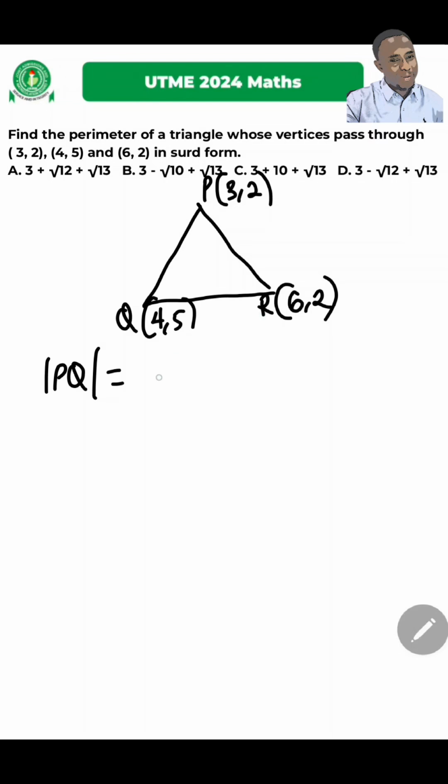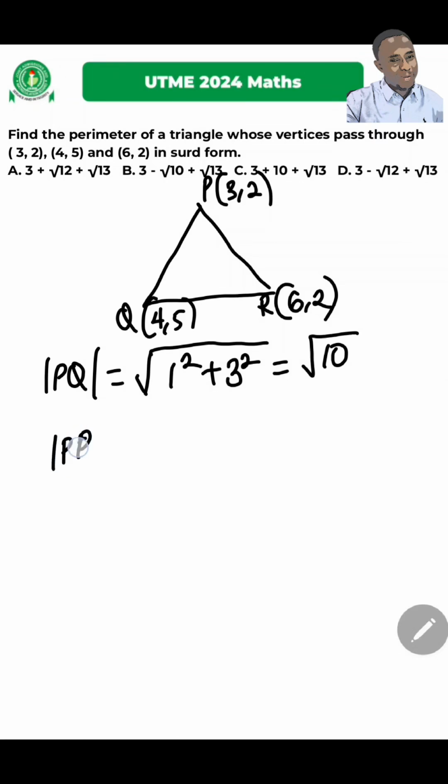So in this case, I'm going to have the square root of, since I'm doing PQ, 4 minus 3, that is 1 squared, plus 5 minus 2, that is 3 squared. That is 1 plus 9, that is the square root of 10. Good. Then I have the length of PR.